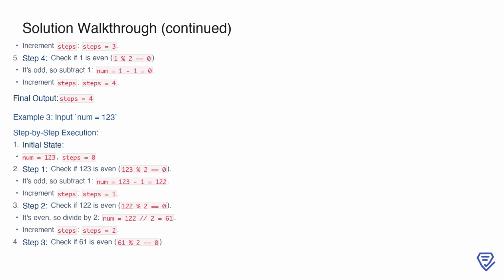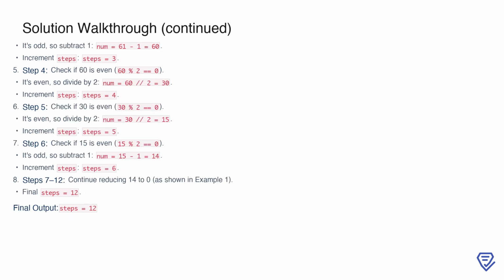Then, we examine 61. Since it's odd, we subtract 1 to get number equals 60 and update the steps to 3. Now, we check 60, which is even, so we divide it by 2 to get number equals 30 and increment the steps to 4. Next, 30 is even, so we divide it by 2 to get number equals 15 and increase the steps to 5. For 15, since it's odd, we subtract 1 to get number equals 14 and update the steps to 6.